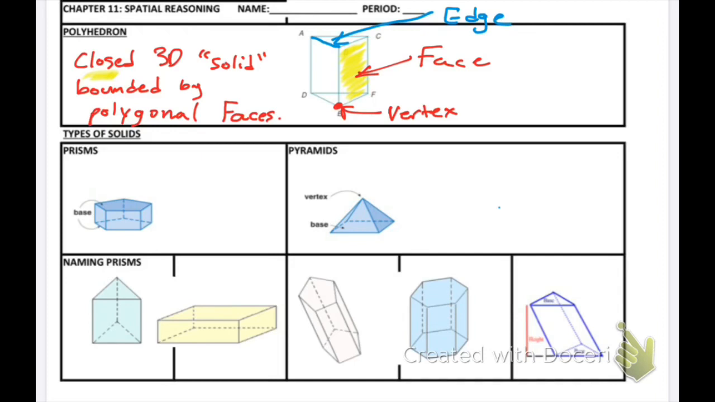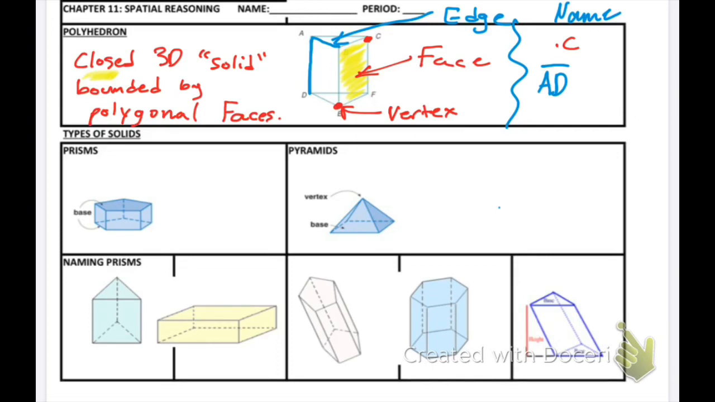The edge is a segment, it's made by a segment. So if I want to name this edge right here, that edge would be segment AD. These are my names. If I wanted to name this vertex point right here, that would just be point C, because your vertex is just a point.